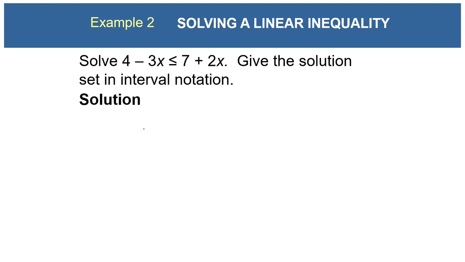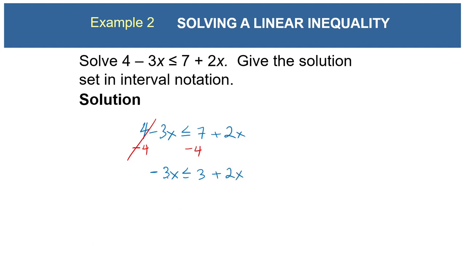In example 2, we're solving another inequality. We have 4 minus 3x is less than or equal to 7 plus 2x. I want to give my solution in interval notation as well. So the first thing I want to do is isolate the x. Let's start by subtracting the 4 from both sides, and this will get rid of that 4 on the left. This gives me negative 3x is less than or equal to 3 plus 2x.